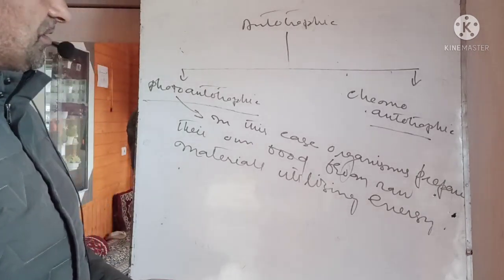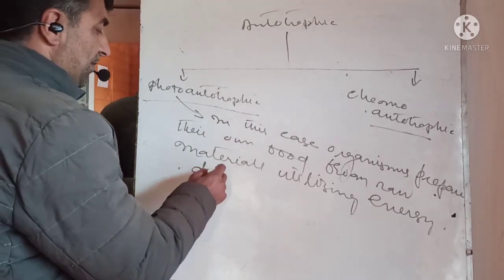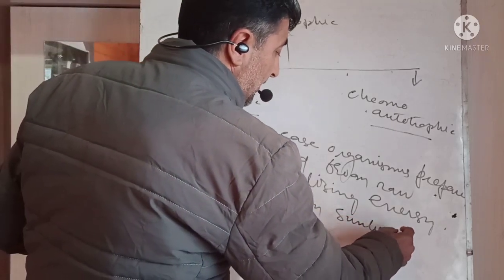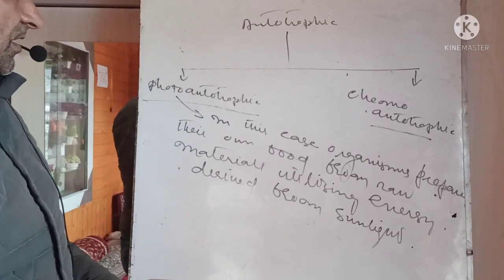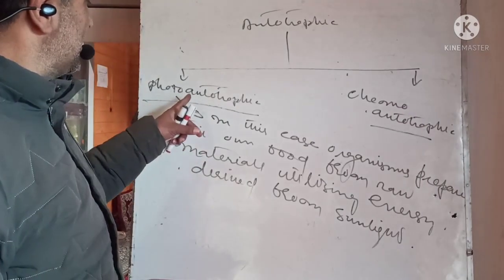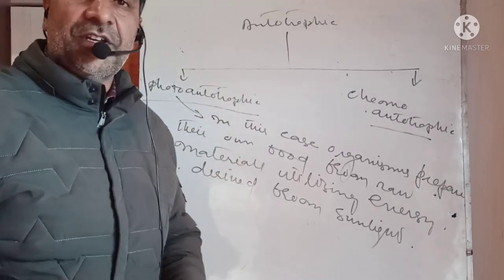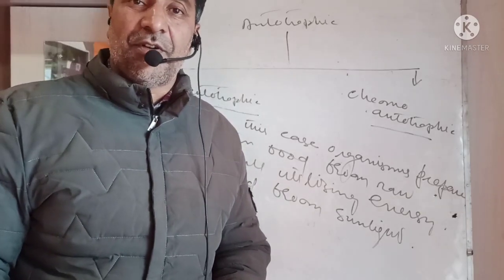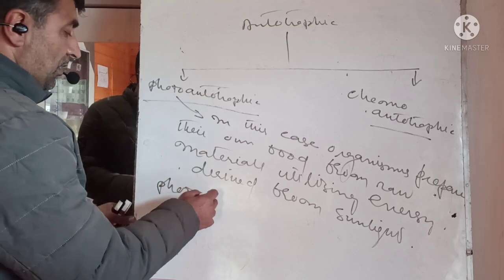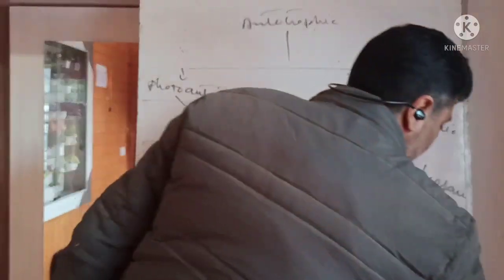Well, in this case, organisms prepare their own food from raw materials utilizing energy derived from sunlight. They need energy for the manufacture of food, and that is derived from sunlight. That is why this nutrition is called photoautotrophic mode of nutrition. The organisms showing this type of nutrition are called photoautotrophs.